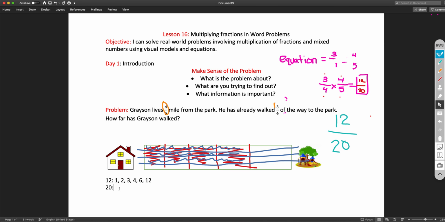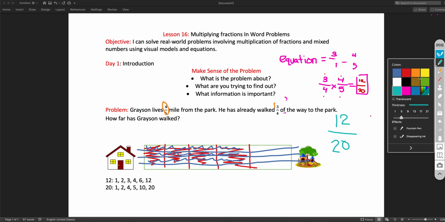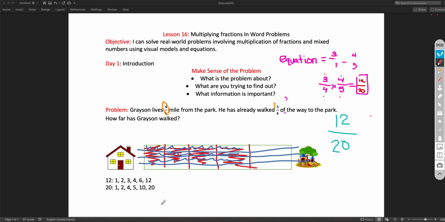Now let's think about the factors of 20. 1, 2, 4, 5, 10, and 20. So what is the greatest common factor that 12 and 20 have in common? I'm going to give you a few seconds to think. Correct. It is 4. So I'm going to go ahead and divide 12 divided by 4 and 20 divided by 4. 12 divided by 4 is 3, and 20 divided by 4 is 5.